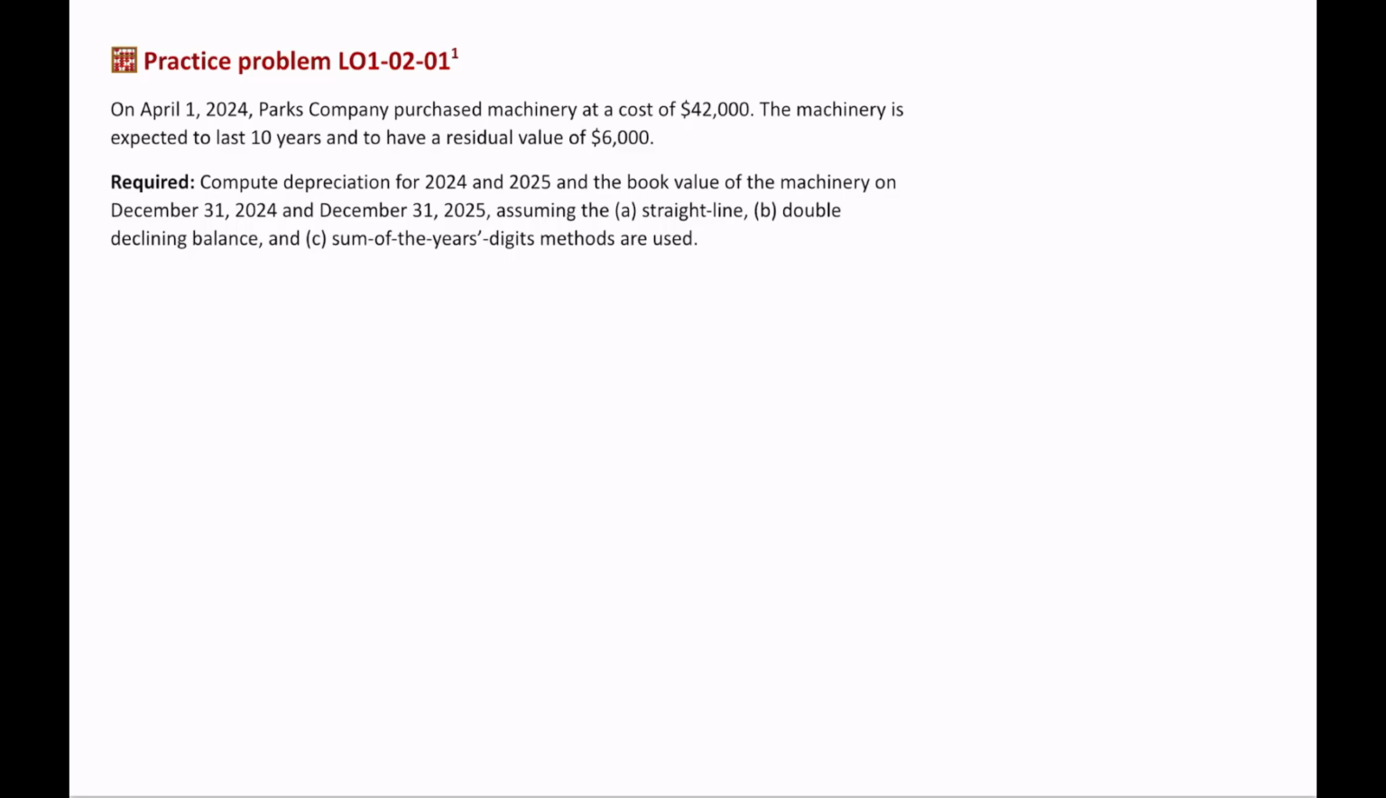1-2, problem number 1 here. So in this problem we have to calculate depreciation using 3 different methodologies: straight line depreciation, double declining balance, and sum of years digits. In addition, we have a piece of machinery here being purchased partway through the year, which is going to complicate things for us. So let's start with straight line depreciation here in this video.